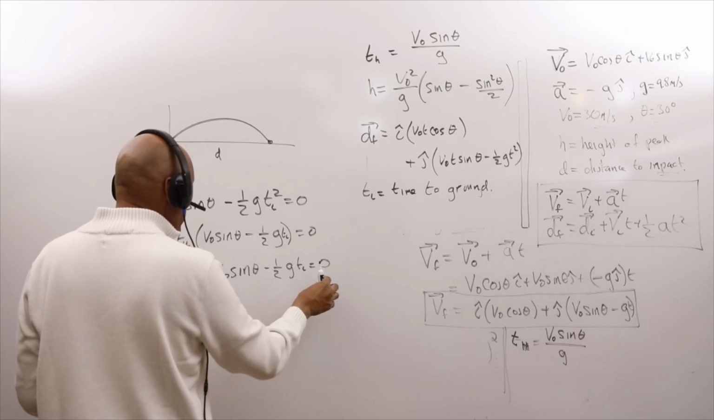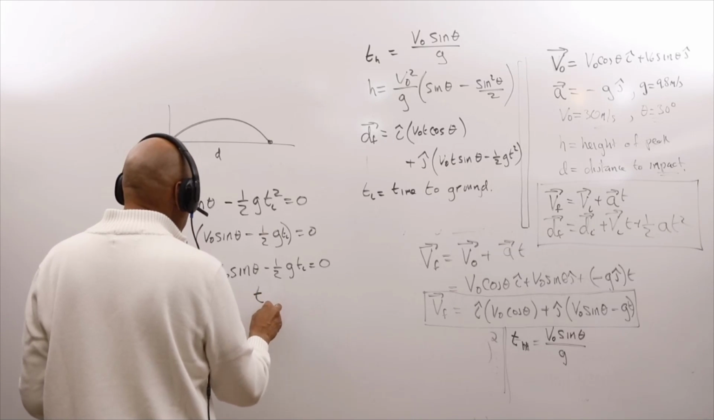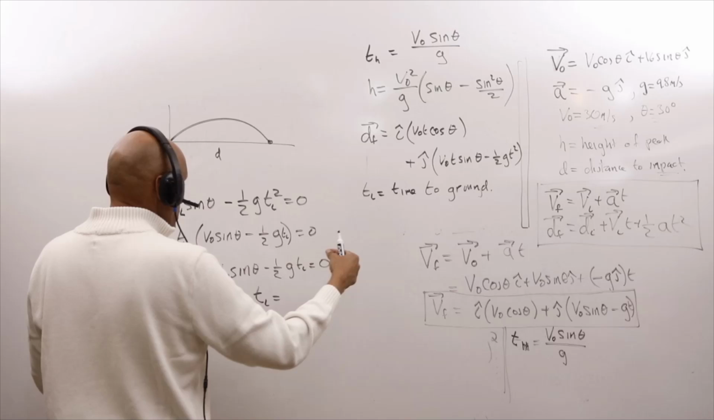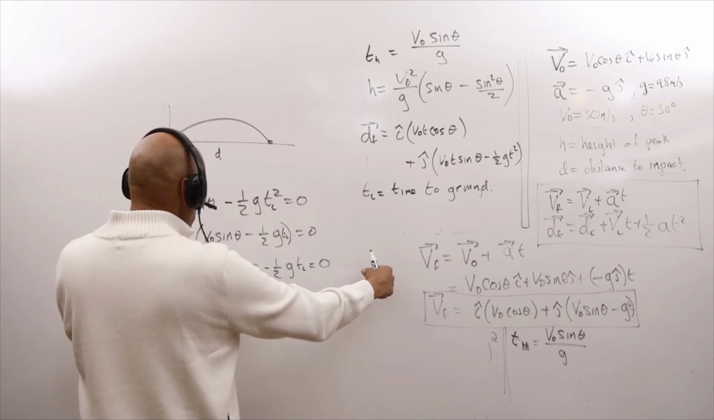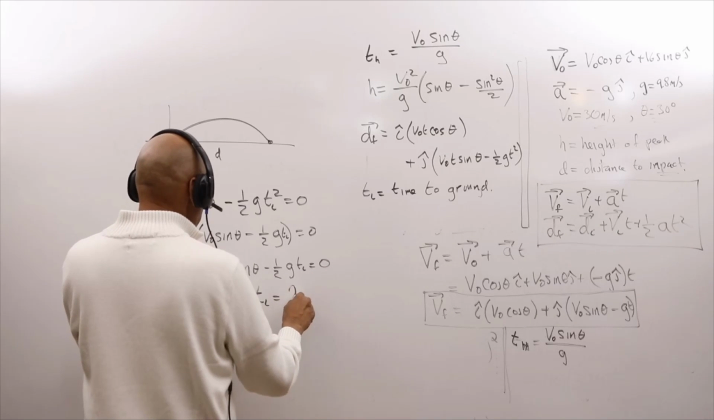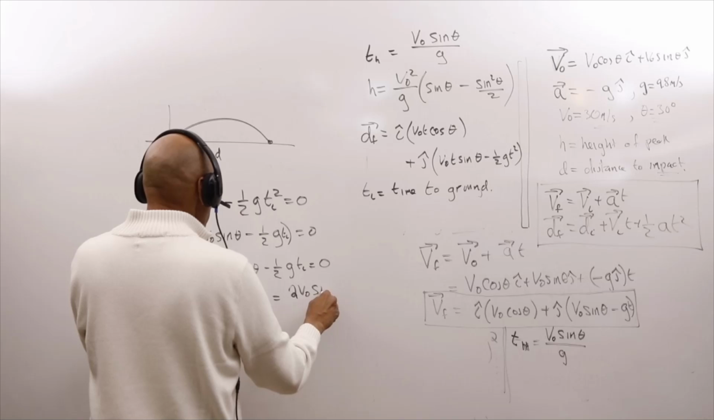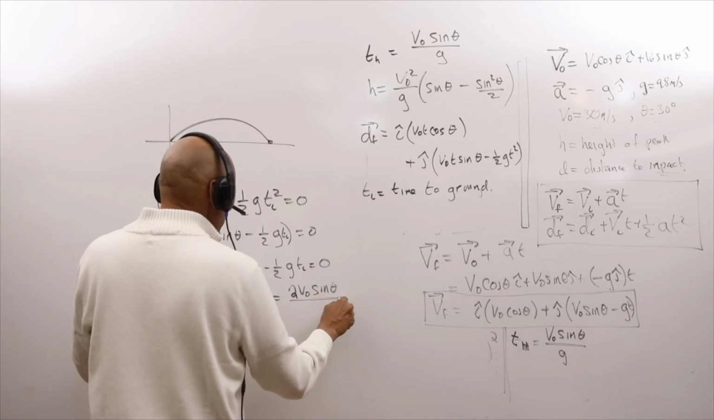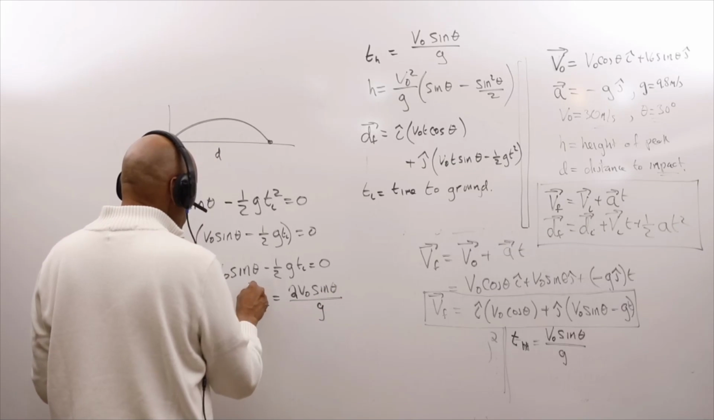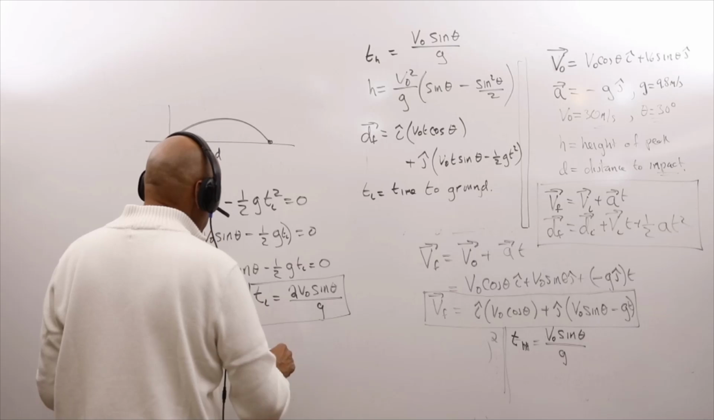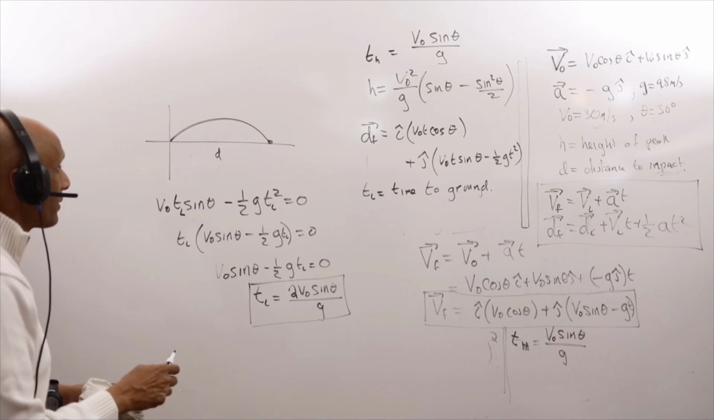Now I'm going to move everything to the other side and solve for TL. So it's on this side, and multiply by 2 divided by G. So this is really 2 V0 sine of theta divided by G. This is the time to hit the ground.